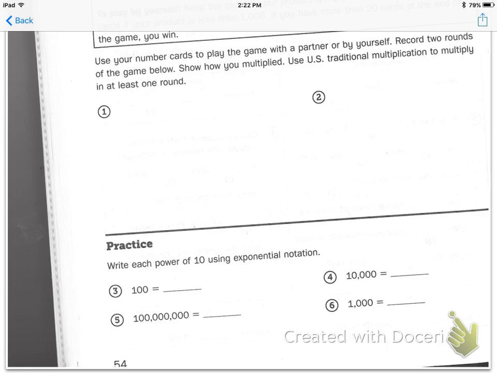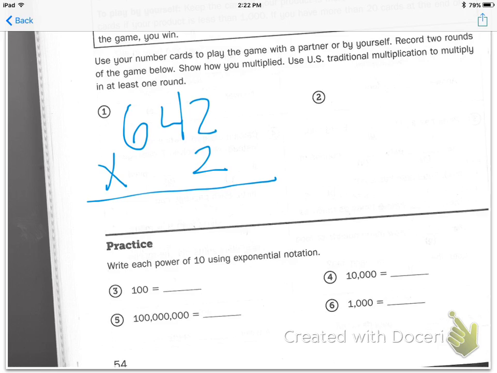So, I rolled my dice and I got a 2, a 6, and a 4. So my number is going to be 642. And then I rolled it again and I got another 2. So it says I need to use the U.S. traditional model. First things first. Multiply my ones. 2 times 2 is 4. Do I carry anything? No, because I don't have any extra tens.